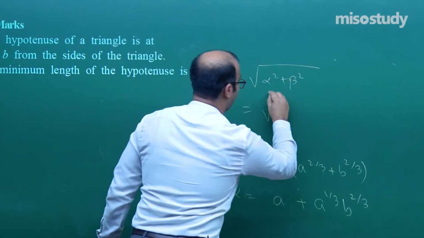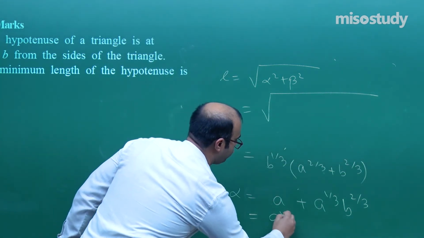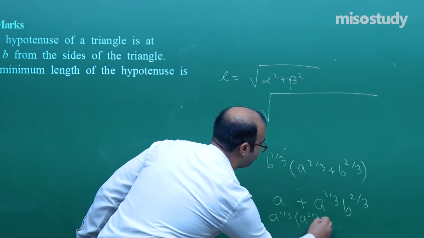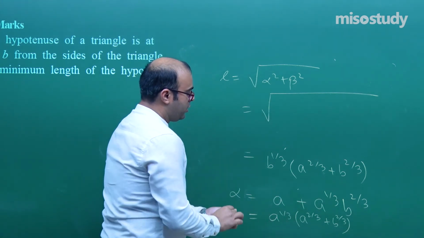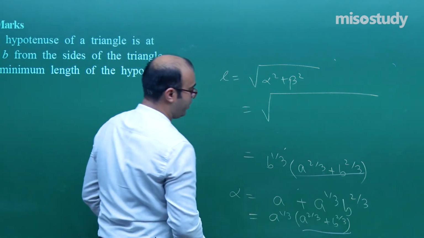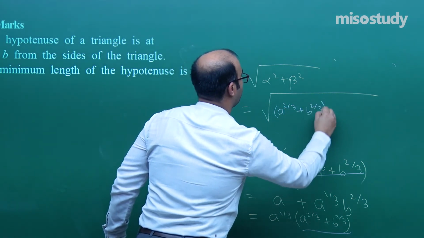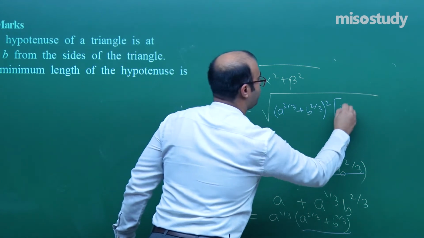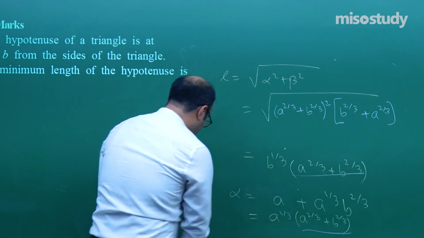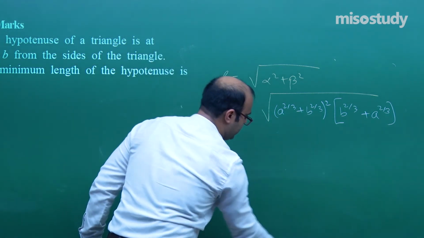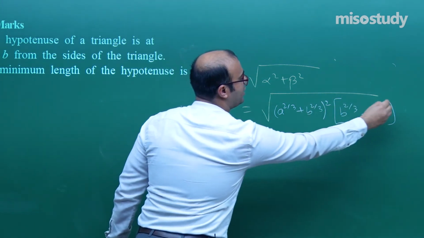So this will become root over, when we do alpha square, let us take a to the power 1 by 3 outside. This will become a to the power 2 by 3 plus b to the power 2 by 3. So square of this plus square of this. This term is common in both of them. So let us take it common, a to the power 2 by 3 plus b to the power 2 by 3 whole square. The square of this is b to the power 2 by 3 and square of this is a to the power 2 by 3. So finally we find out that this is equal to a to the power 2 by 3 plus b to the power 2 by 3 to the power 2, and here it is to the power 1.